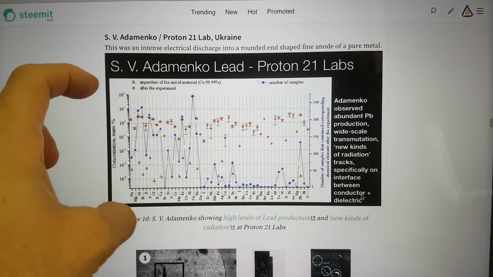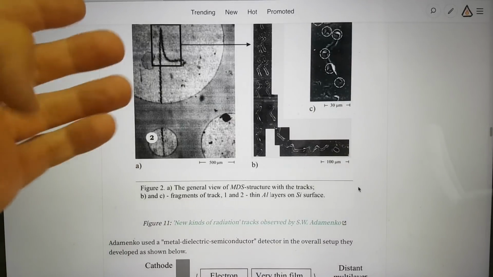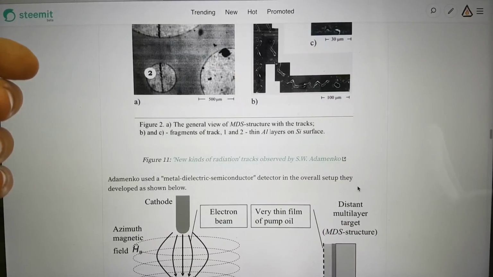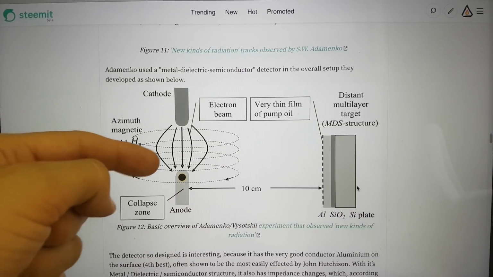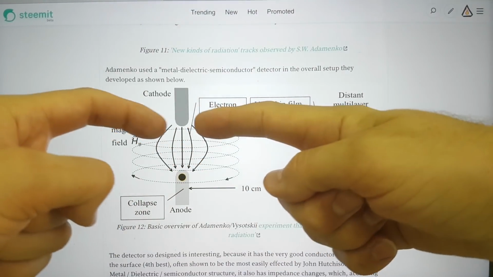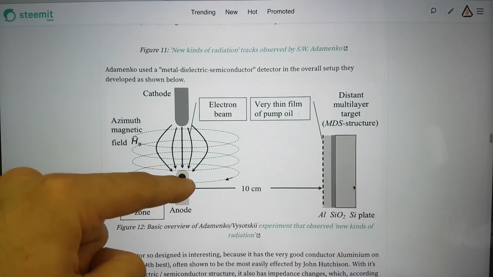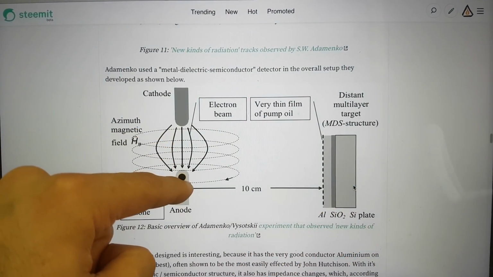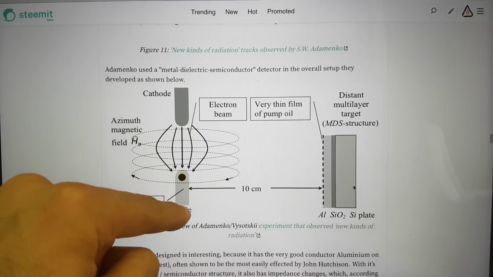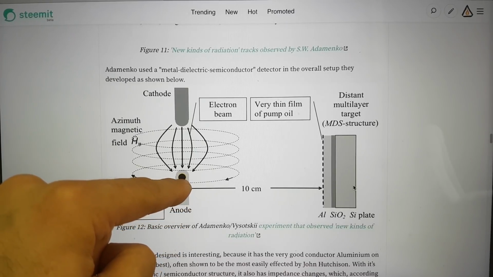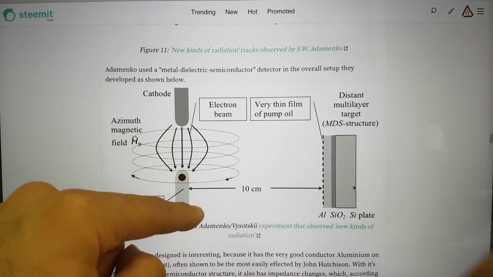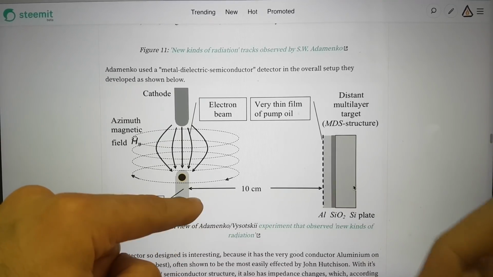So he's observing those same kind of transmutations. He's observing also these periodic tracks of what they call new kinds of radiation. And they used this kind of detector. So this is the experiment. It's a kind of discharge focusing experiment. And the actual action happened where all the discharge was kind of focused on the end of this ovoid-shaped tip on the anode, and this section in here would blow out. This metal would be unusually split, and at distance of 10 centimeters in this case.